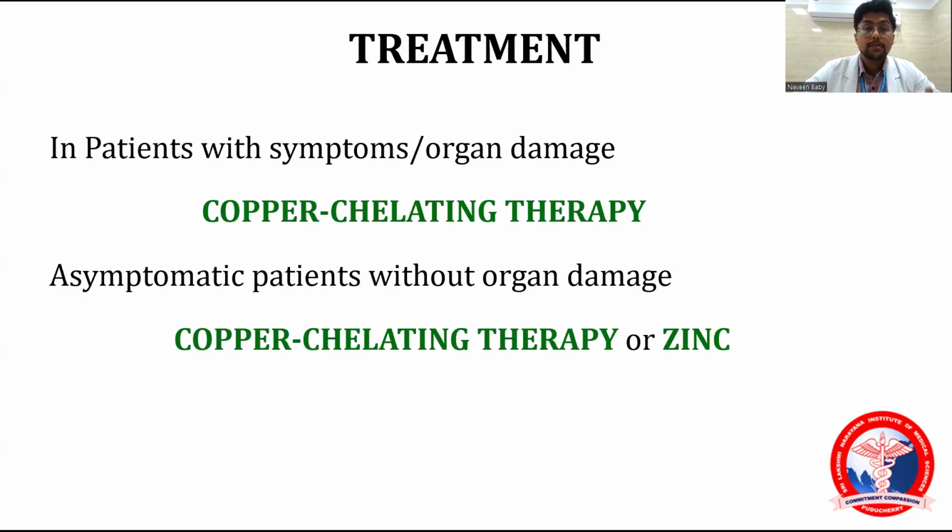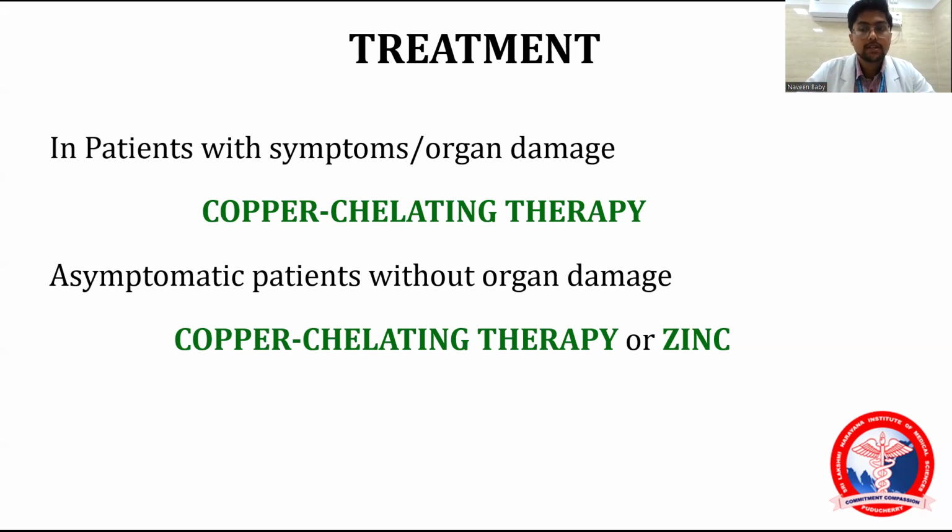Next, going to copper-specific treatment. In patients, it is divided into two. If a patient has symptoms or organ damage that is established, you have to go for copper chelating therapy no matter what. There is nothing other than copper chelating therapy for the treatment. If the patient is asymptomatic or has no signs of organ damage, then you can go either for copper chelating therapy or you can treat with zinc.